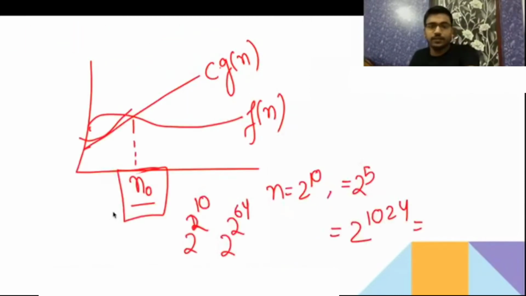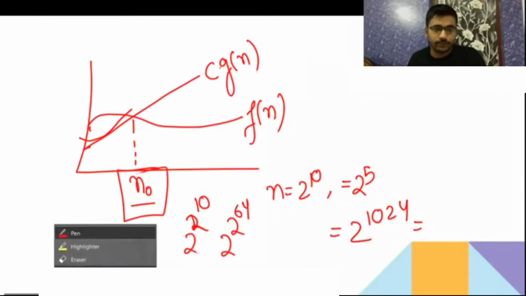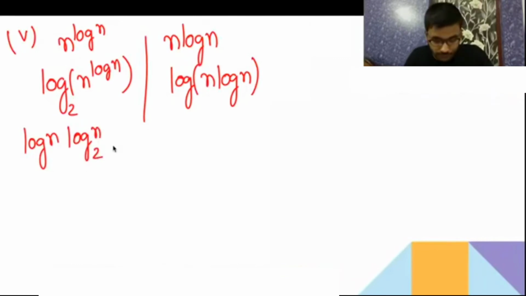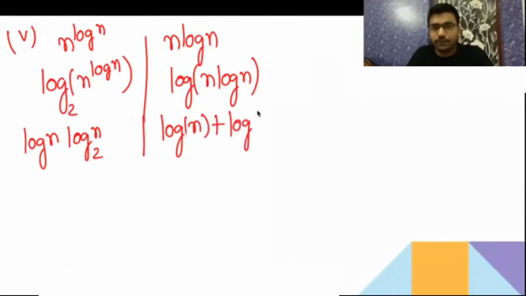Now see this one. If this goes in the beginning, then log n base 2, then it is going to be log n plus log of log n. This is the property of a log. If something is written as a multiplication, you can write it in terms of a sum.